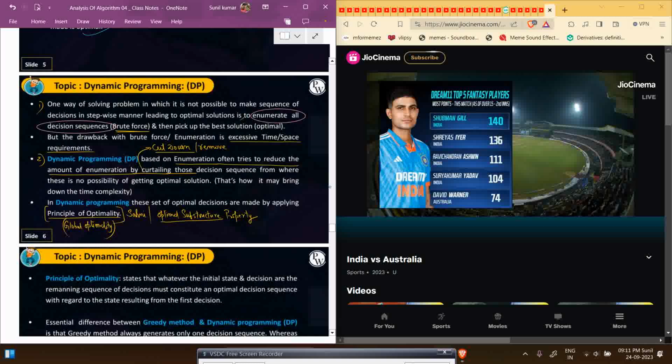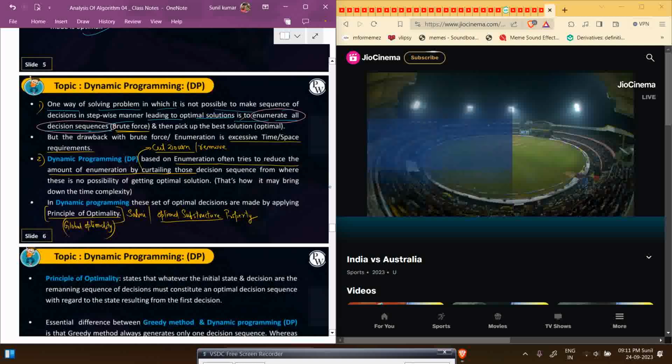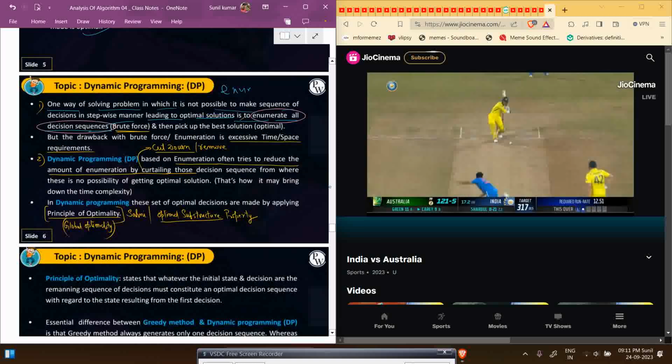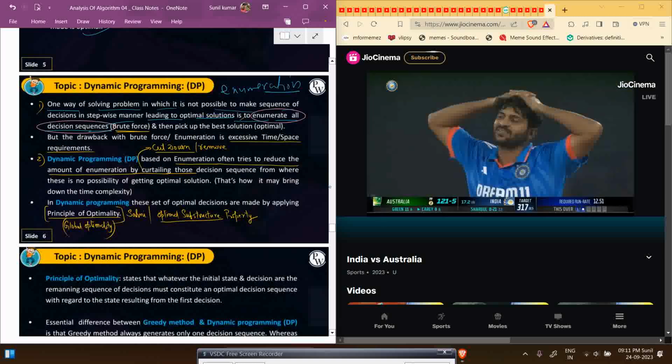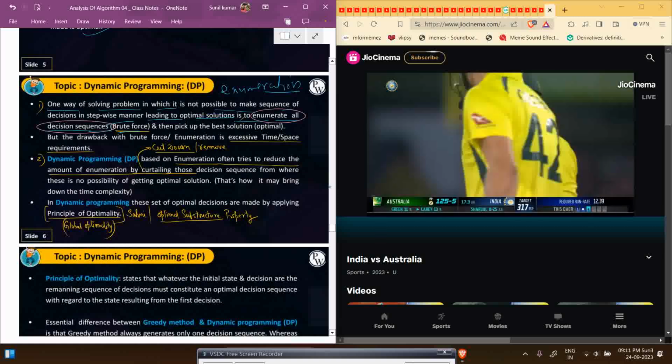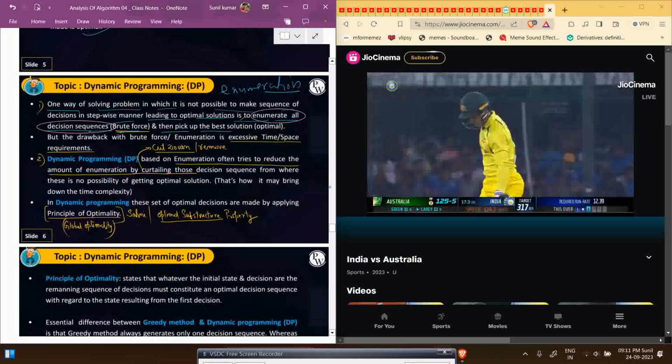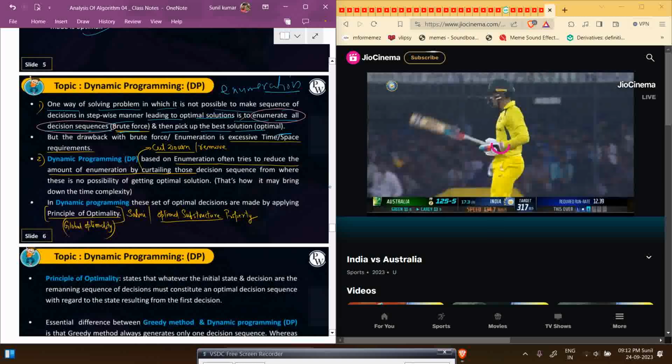When we are solving a problem in which it is not possible to make a sequence of decisions in a stepwise manner, one way to lead to optimal solutions is to enumerate all decision sequences. So one way is enumeration, brute force, and it gives the best optimal solution. But the drawback of this brute force enumeration is excessive time and space requirements. So for this, dynamic programming is used.